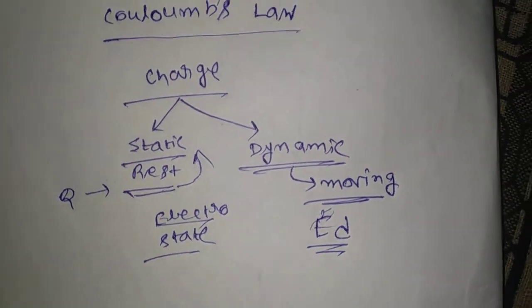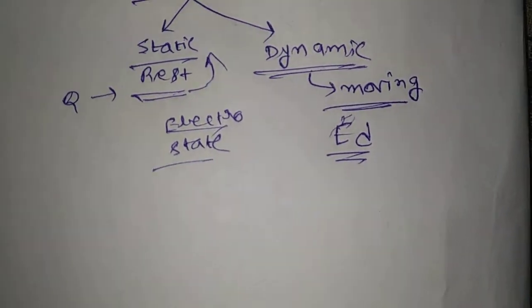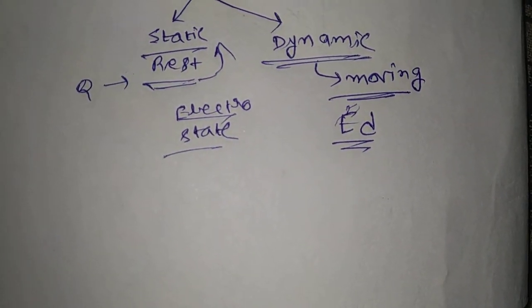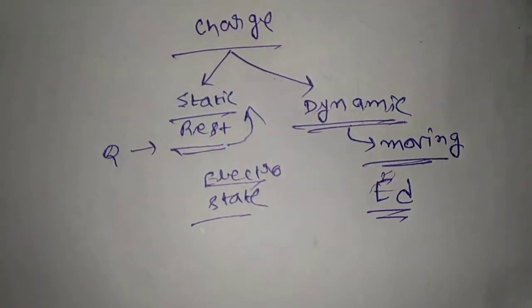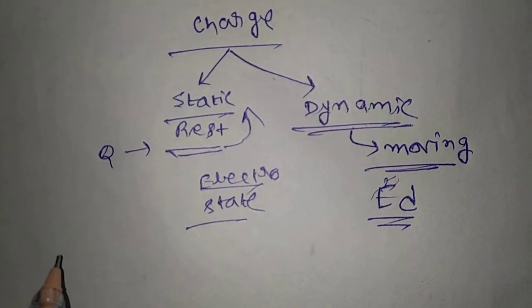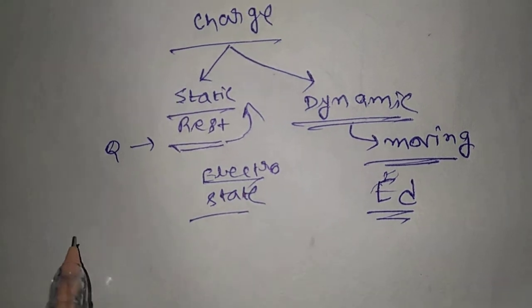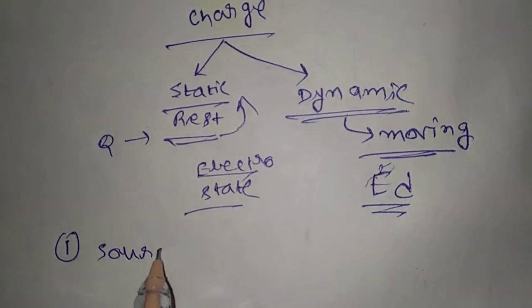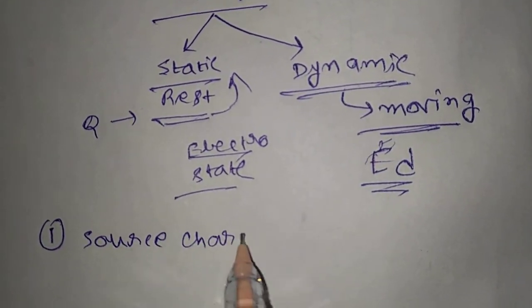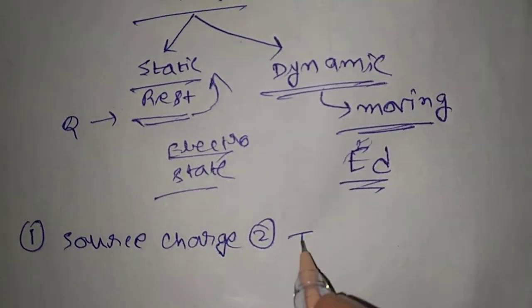Okay, but for defining Coulomb's law, there are two types of charges. One is the source charge, another is the test charge.